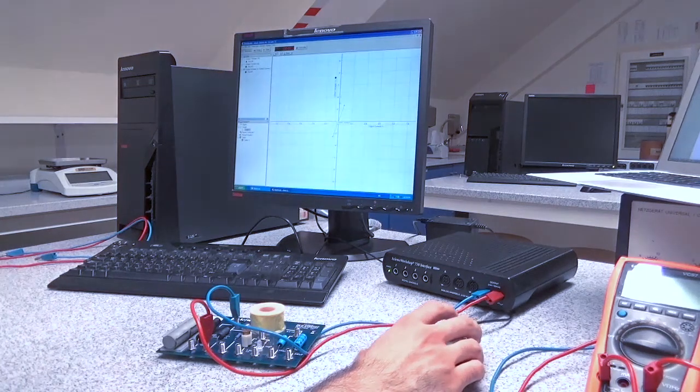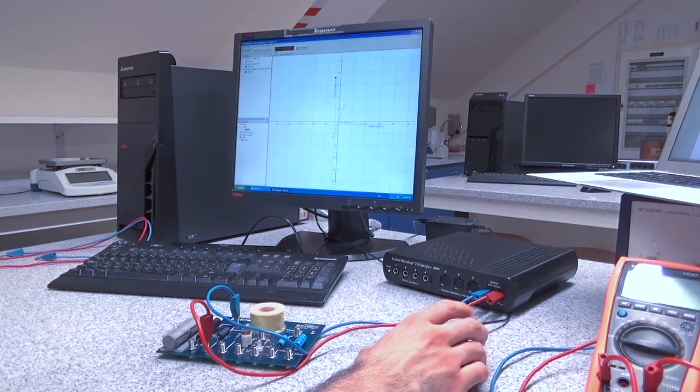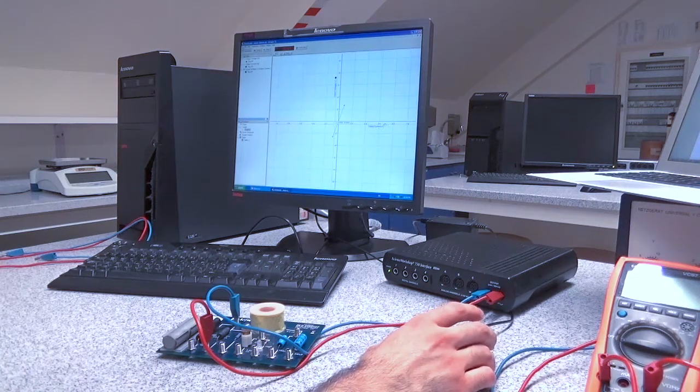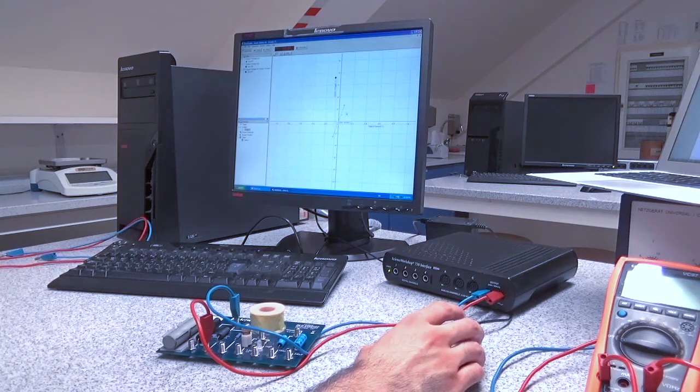And as we can see over here, now we have multiple values for the voltage which is being applied to that 33 ohm resistor, and multiple values for the current which is flowing through that resistor. And as we can see, the relationship between them is a straight line relationship.